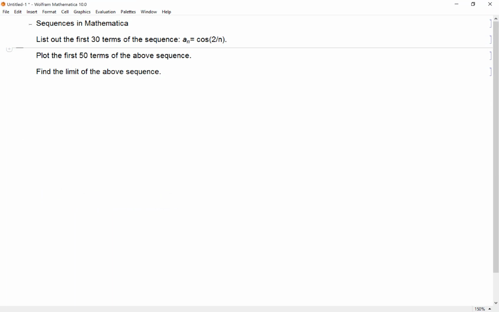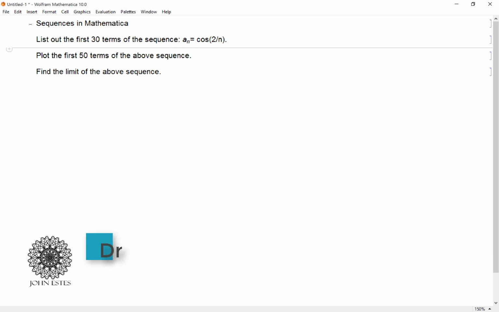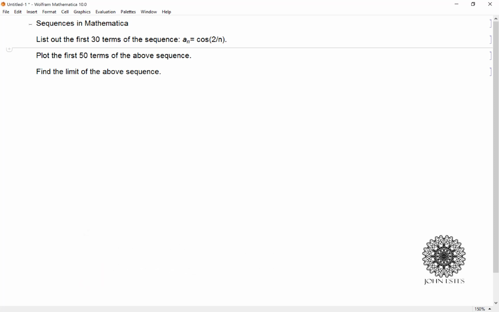Mathematica can easily handle sequences, and I'm going to show you how to do that now. The example that we're going to have is the sequence whose terms a sub n look like cosine 2 over n. The first thing we want to do is list out 30 terms of the sequence.